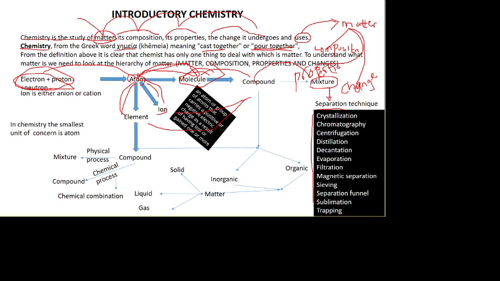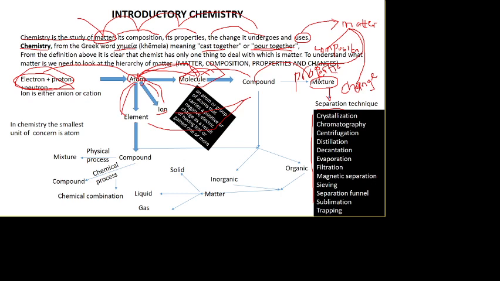Now, which one begins with E? That is evaporation. Which one begins with F? That is filtration. Which begins with G? There is none that begins with G, and none that begins with L. There is one that begins with M, which is magnetic separation. Then S: separating funnel, as well as sublimation. The last one is trapping. If you can remember each alphabet, you will be able to list all these separation techniques.